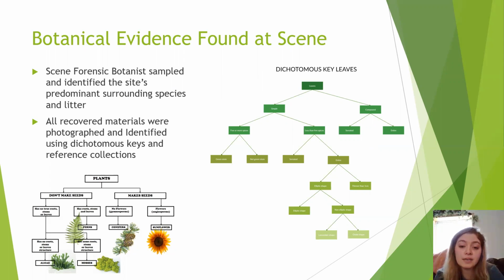So on this slide, I have two examples of dichotomous keys. On the right is one for leaves, and then on the bottom left is one for plants. As you can see, it starts off broad, and then you can kind of narrow it down. So for the plants, it's either it doesn't make seeds or it makes seeds, so it makes it a little easier to understand what you're working with.